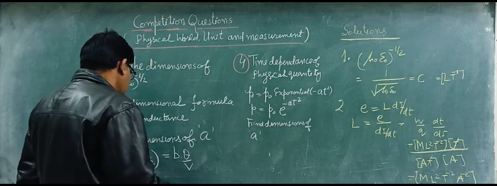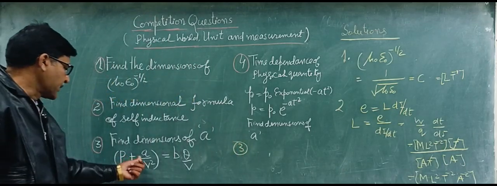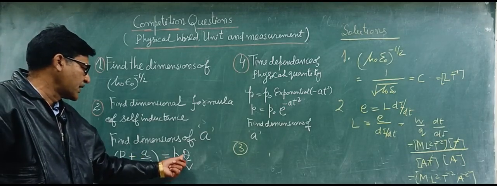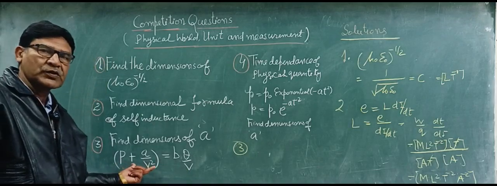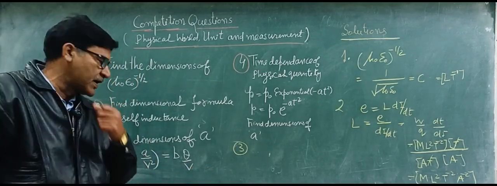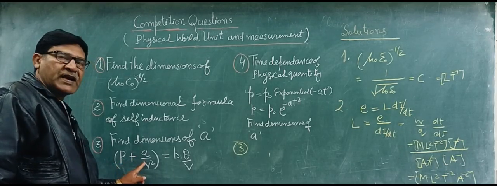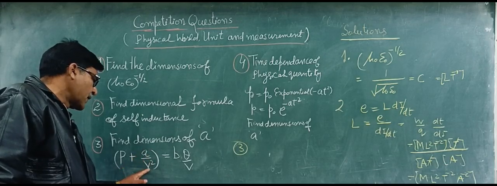Then we have the third question. The question is: P plus a upon V squared, where P is the pressure, a is a constant, V is volume, b is a constant, theta is the temperature, and V is the volume. So this solution is based on the principle of homogeneity, that similar quantities can be added. That is, pressure can be added to pressure. So this term must have the dimensions of pressure.